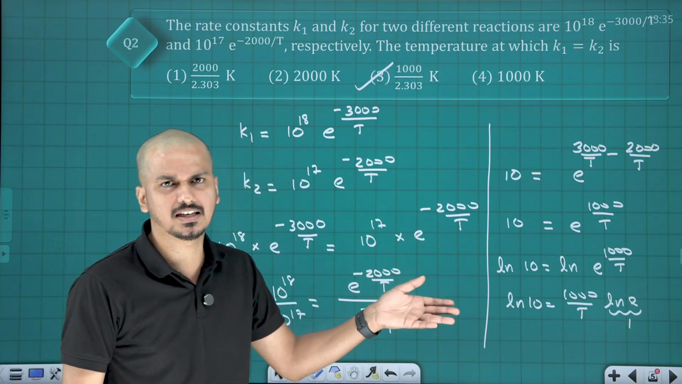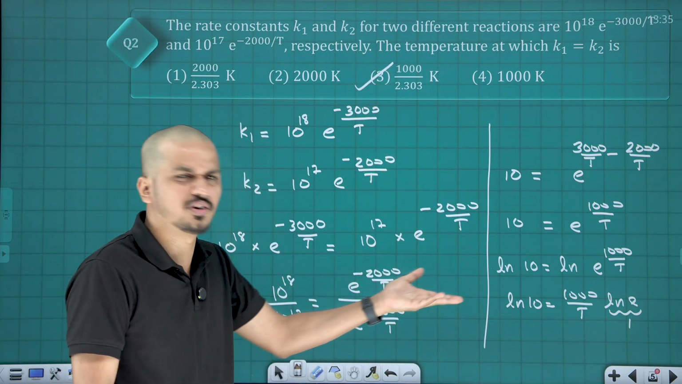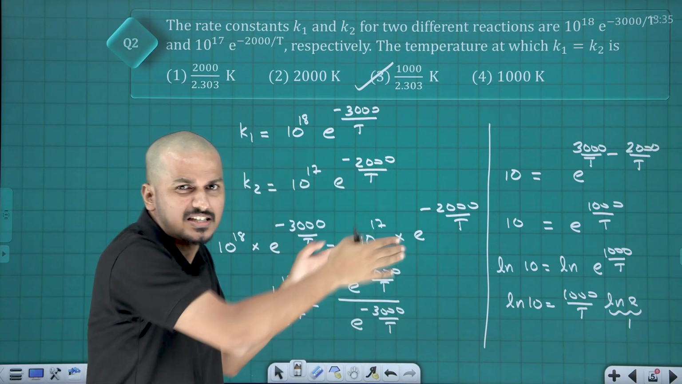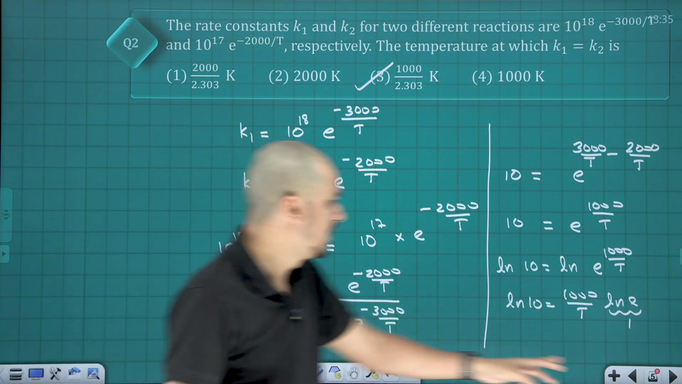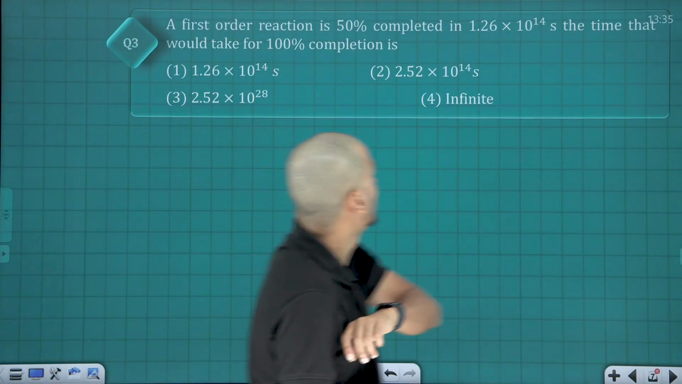Is it okay? If you know the mathematical idea, then there is no need for this many steps. I tried to write each and every step so you can easily calculate it. That's it, guys. Ready? We can move to the next question.